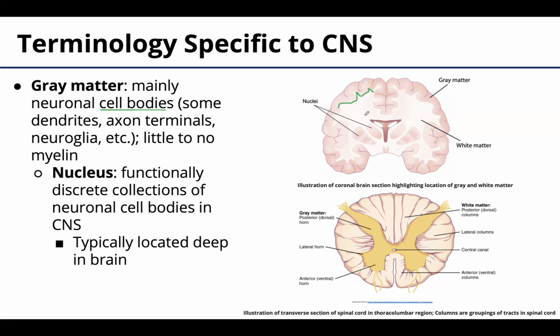And then there'll also be these deeper collections of cell bodies in the brain that are quite deep. And these are called nuclei, or more than one will be nuclei. And then, of course, the singular is nucleus.